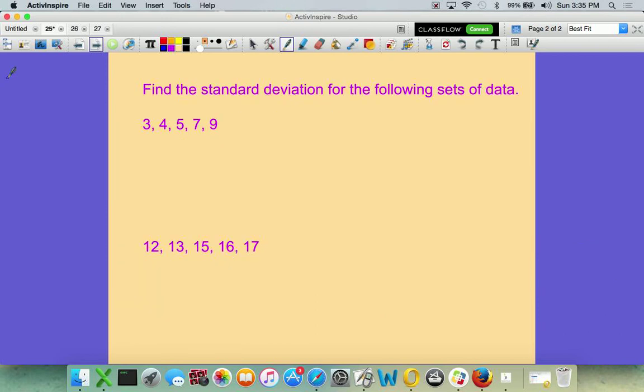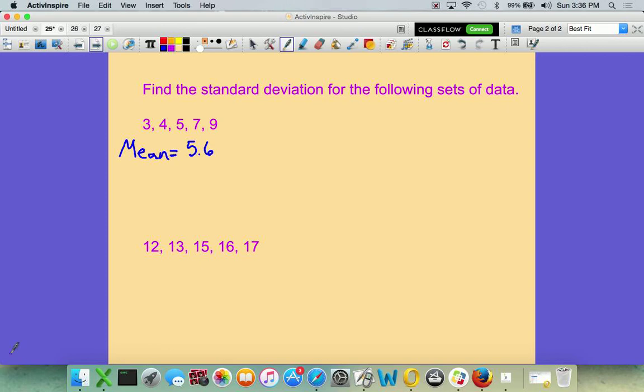We still have to figure out how to find standard deviation. Now standard deviation is a lot of work, but it's not hard work. Alright, so what we have to do here is to find your standard deviation. First, you've got to find your mean. Alright, well, we simply add up 3 plus 4 plus 5 plus 7 plus 9, and that gives us 28. We've got 5 numbers, so our mean is 5.6.